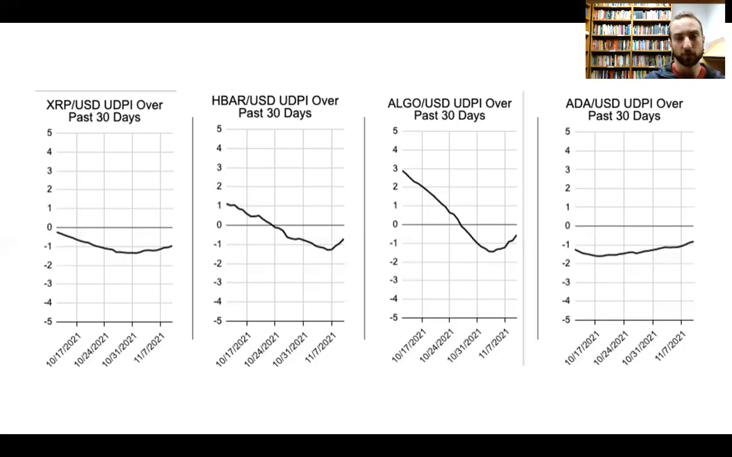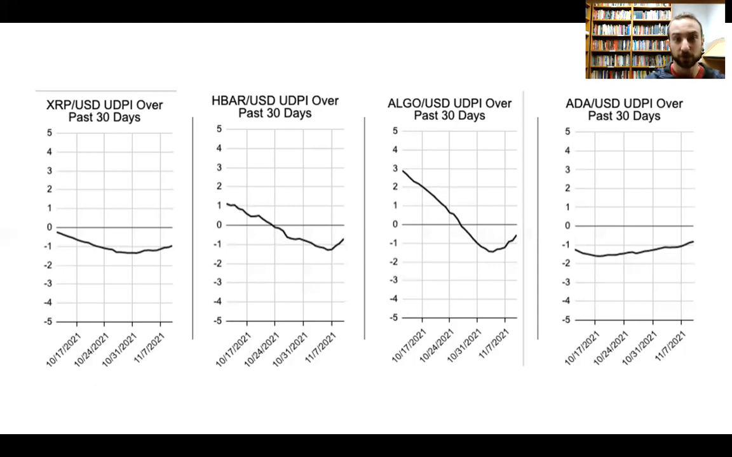But those chart formations that we're seeing, combined with the fact that they're still below the midpoint, so they've reversed, or at least it looks like they're in the process of reversing and potentially forming an uptrend on the UDPI, but they're still below the midpoint, still relatively low risk. That's a nice combination, guys. That's a good thing to see.